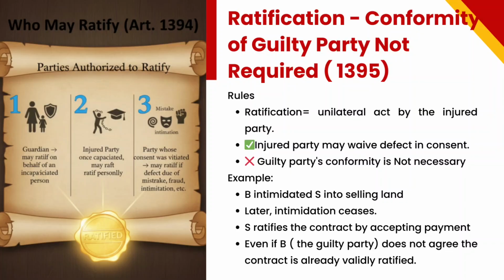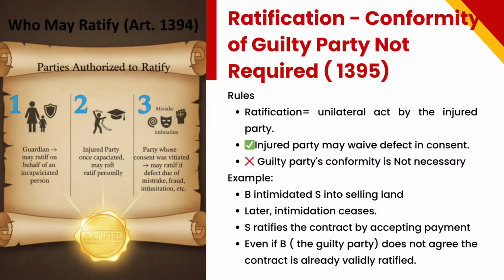Hence, they may also ratify contracts entered into by their wards, in case the contract is voidable on the ground of mistake, etc. Ratification can be made by the party whose consent is vitiated. Article 1395. Ratification does not require the conformity of the contracting party, who has no right to bring the action for annulment. Conformity of guilty party to ratification not required.